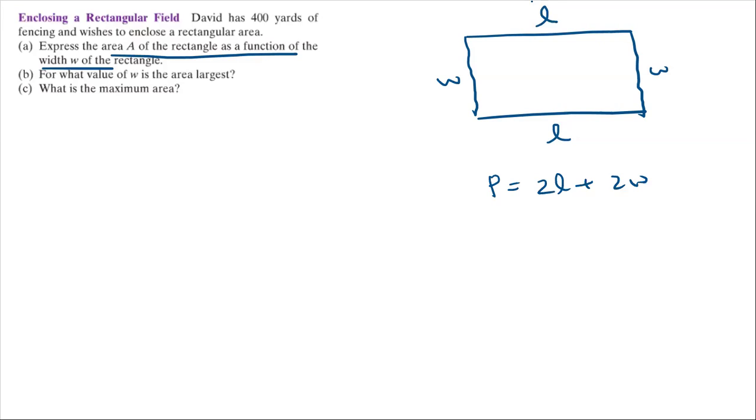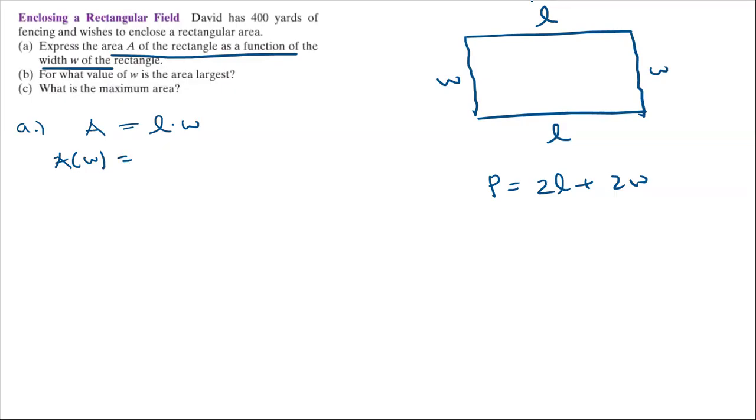All right, so that's one equation. The other equation we need is for the area. To find the area of a rectangle, it's just base times height, or length times width. So the area is equal to length times width. In this case, what it wants is for us to express this area in terms of W.